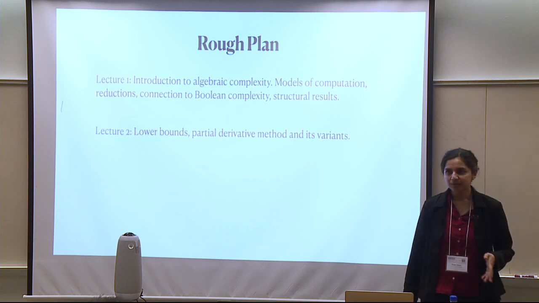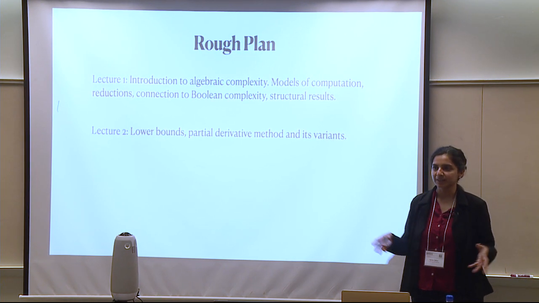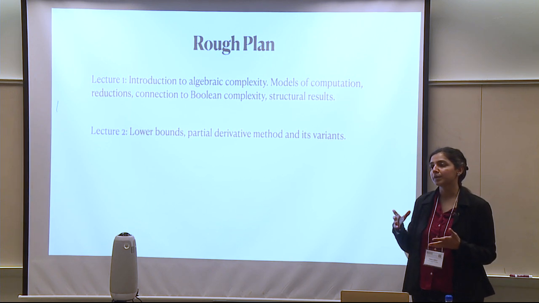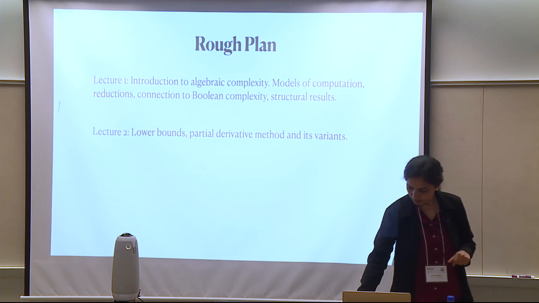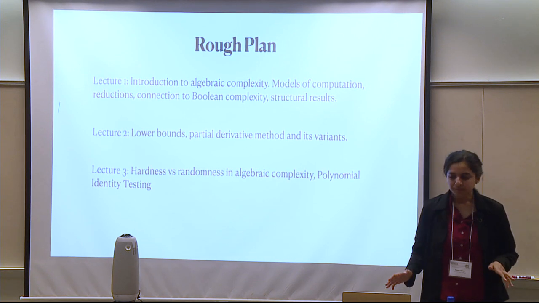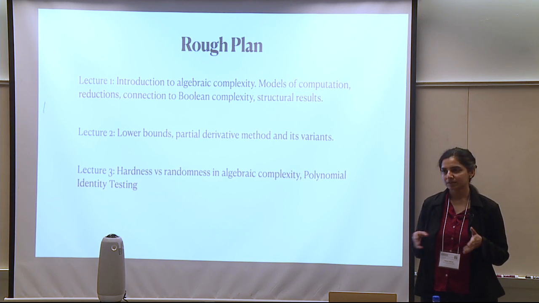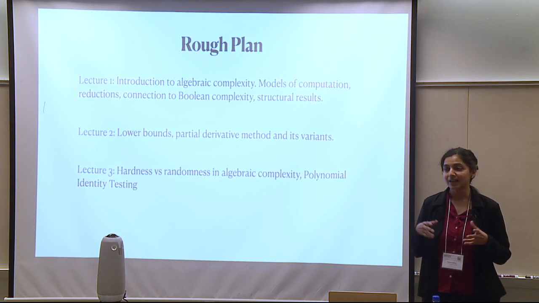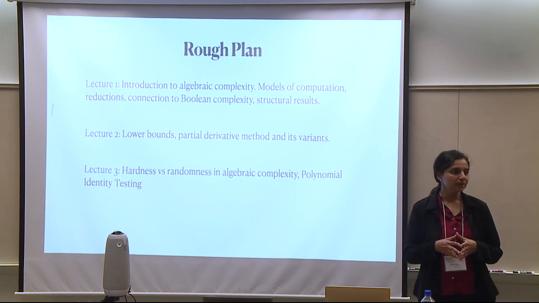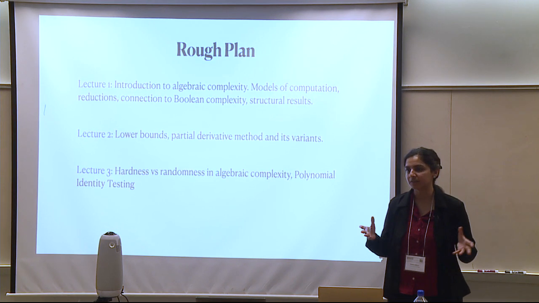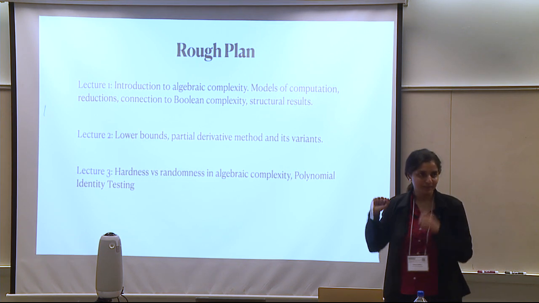In the second lecture, I'll talk a little bit about lower bounds. So tell you how to prove lower bounds in algebraic setting and what they mean for general Boolean lower bounds and so on. And then finally, I'd like to show you this hardness versus randomness connection in the algebraic setting. And then the center of it all is this problem called polynomial identity testing problem. Okay, so I'll talk a little bit about that. So that's kind of my plan.